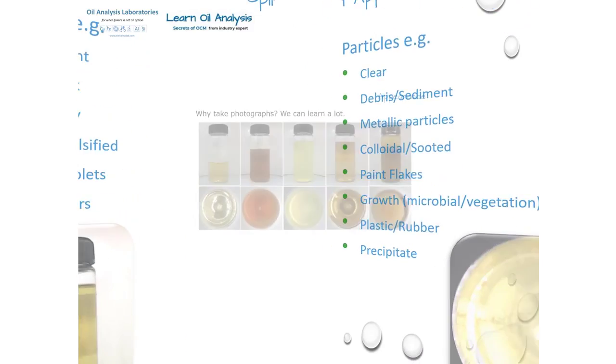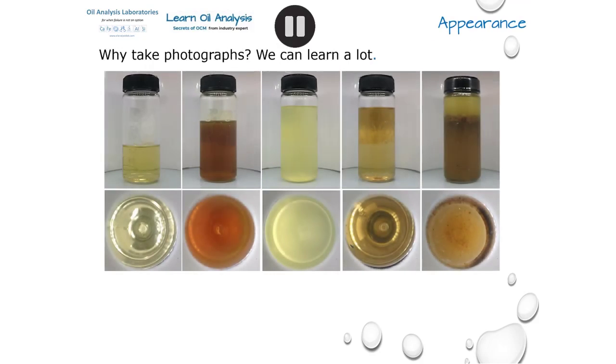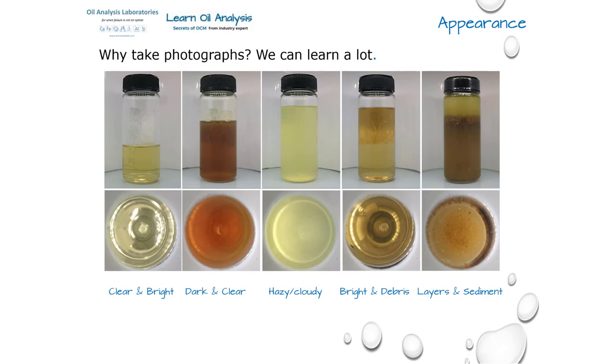You can pause the video if you want to have a go at these ones as well. So from left to right we have a clear and bright sample, a dark and clear one, and a hazy or cloudy sample, but still free of particles. A little tip for you here: I personally use a line on the floor of the camera rig to see if I can see through. For example, in the first picture we can see through, but in the third picture we can't.